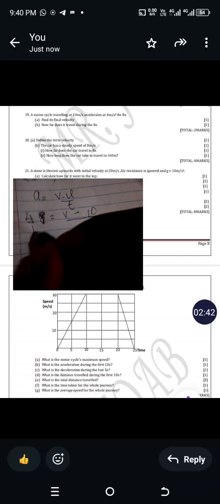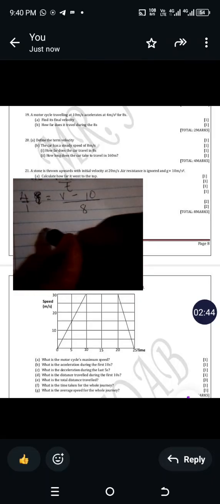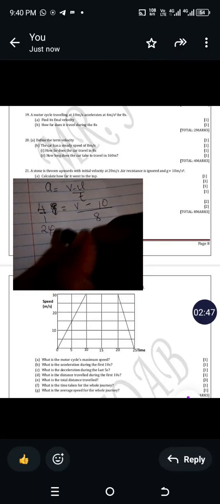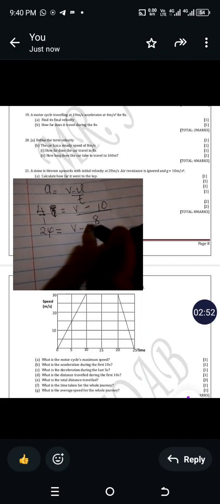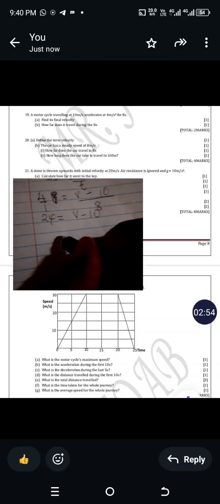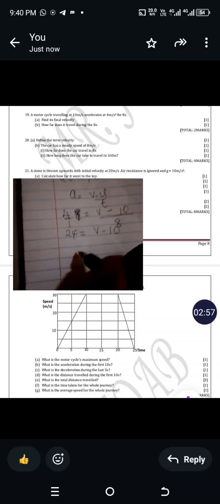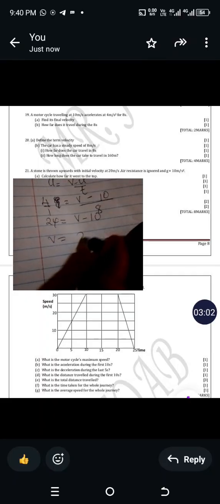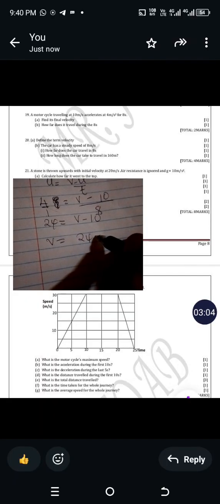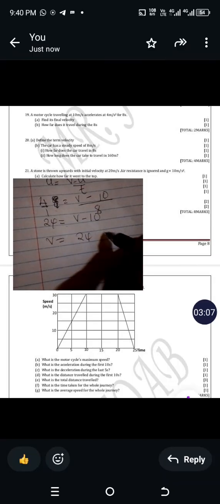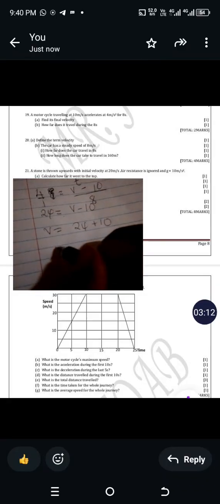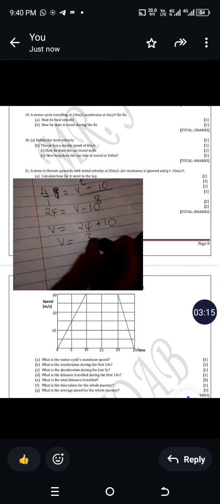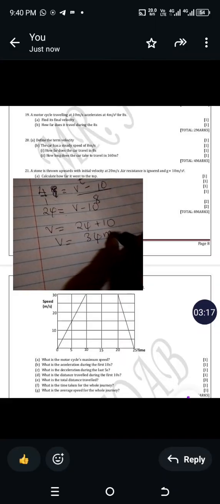So from here we can cross multiply. 8 times 4, that's 32. Then 1 times this whole thing will give us v minus 10. To solve for v, we collect the like terms. It's going to be v equals 32, because when 10 crosses, it's going to be plus 10. V is equal to 34 meters per second.